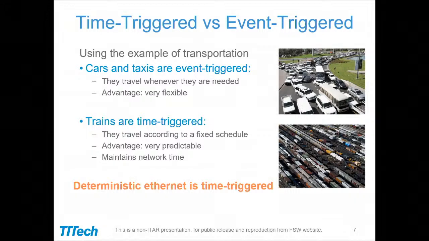the road. So this is where time-triggered comes in. They are not event-triggered, it's time-triggered. So trains and subways operate according to a fixed schedule. They all agree on what the current time is, and they all have their own agreed upon schedule. And due to this, it's very predictable. When you hop on a train, you know when you're going to leave one station and when you're going to arrive in another one, or at least it's supposed to be predictable. So deterministic Ethernet is this time-triggered example, more like trains and subways than cars and taxis.